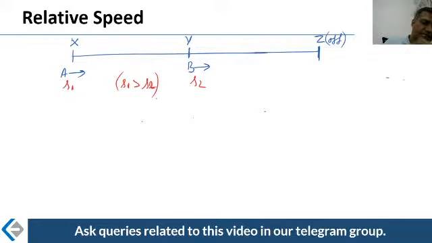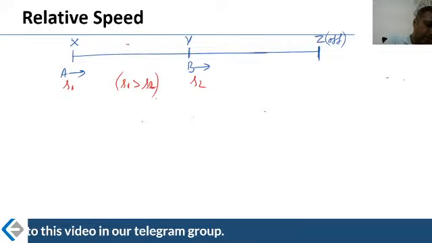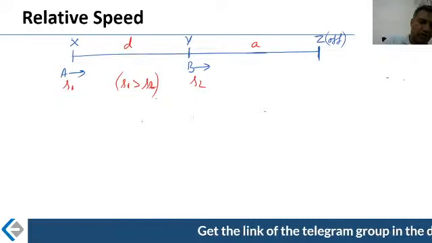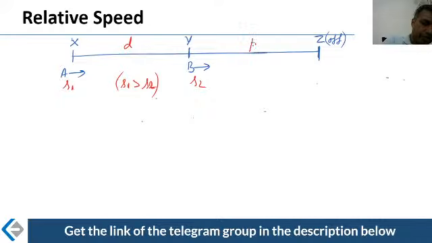Now look at this. What is the distance? Let me call this particular distance D1. Let me call this distance D. And let me call this particular distance A. A is already used, right? Okay, let me call this particular distance P.